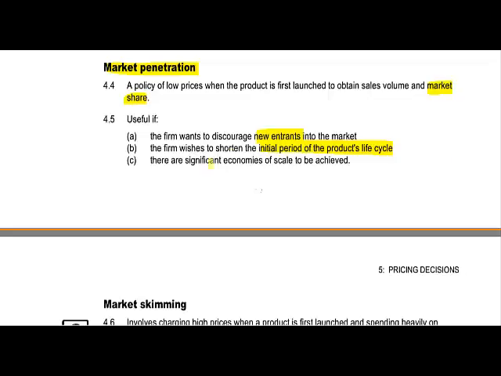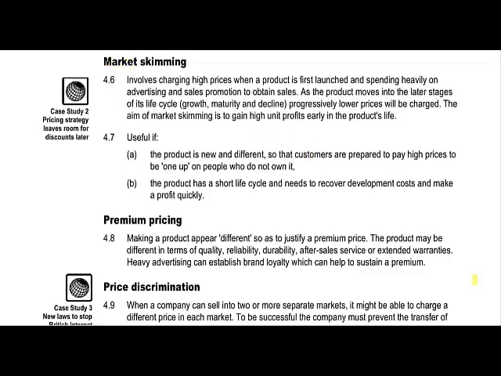And obviously it's useful if you've got economies of scale. By economies of scale, the more you produce, the lower the average cost is. So if you can make as much as possible and sell as much as possible, then your costs will go down. Now, market skimming is the opposite of market penetration. What you do is you charge a high price at the launch of the product, and you spend heavily on advertising, sales promotion to get those sales.